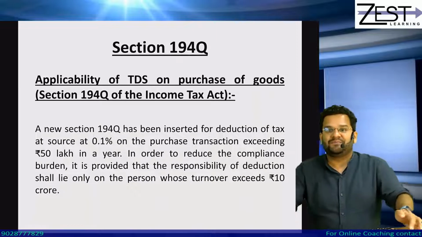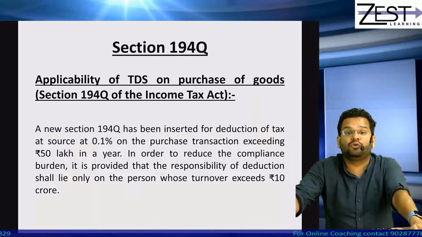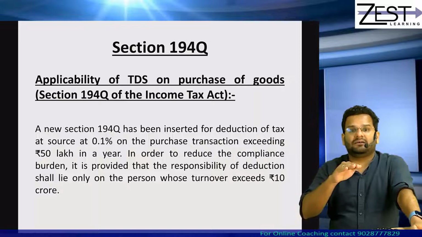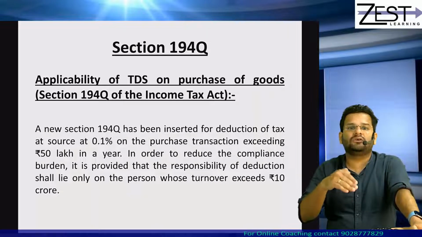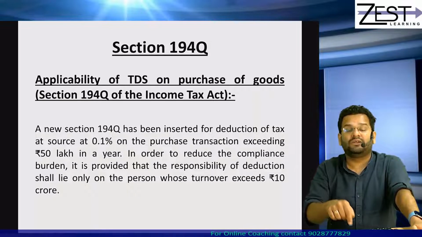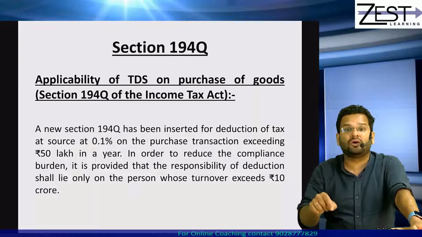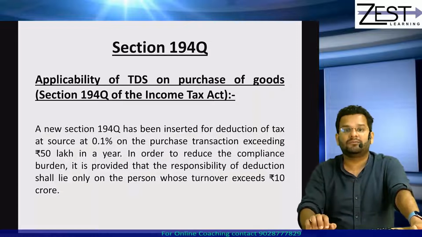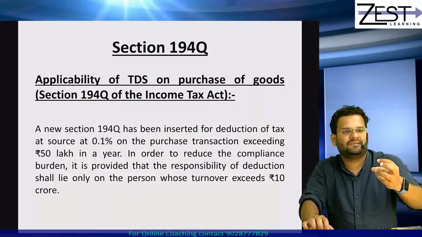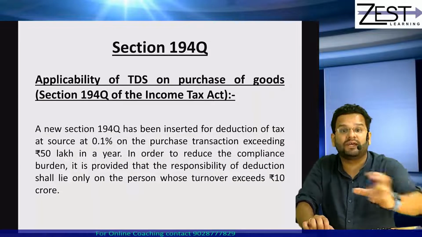Then one important amendment, that is 194Q. Earlier you must have seen that there was no TDS on goods, correct? But now with effect from AY 22-23 there will be TDS on goods. Means what? I availed service of, say, a professional. There was a TDS. There is a TDS of 194J.